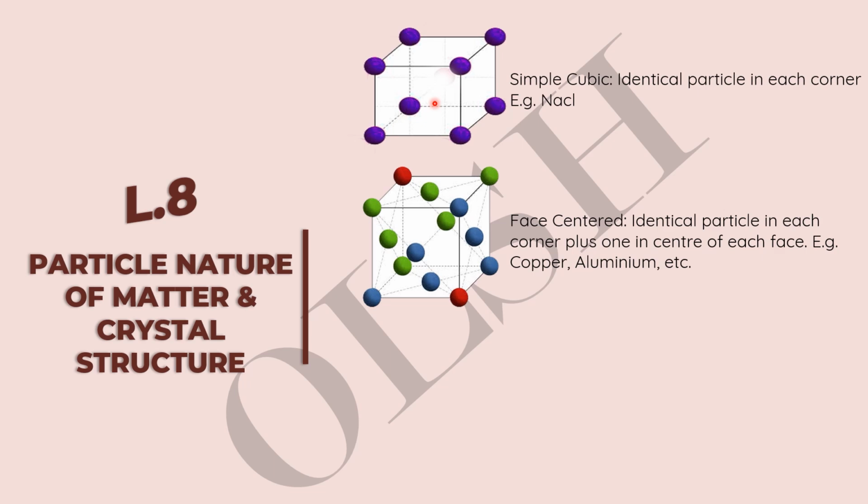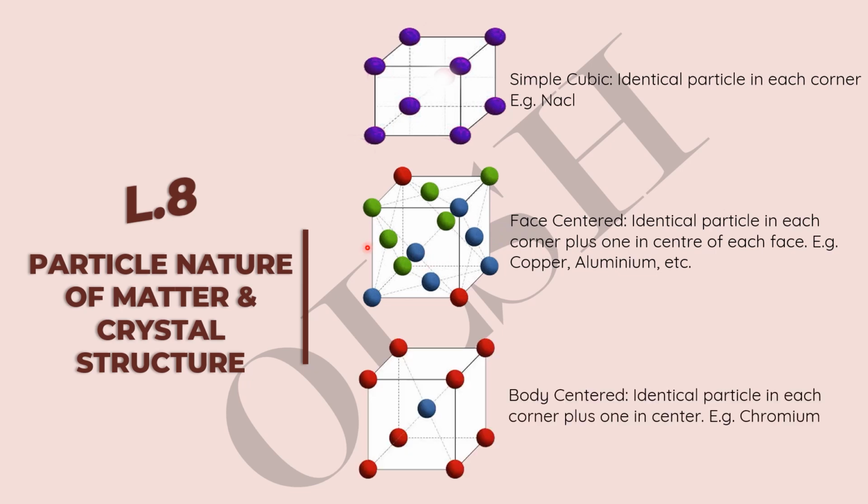We have another one, which is the face centered. In this one you have identical particles at each corner, just like in simple cubic, but then you have one additional particle per face. This face has one at the center, and this face has one at the center. We have 6 faces for the cube, and those 6 faces will each have 1 particle at its center. This unit cell structure can build up to form a lattice.